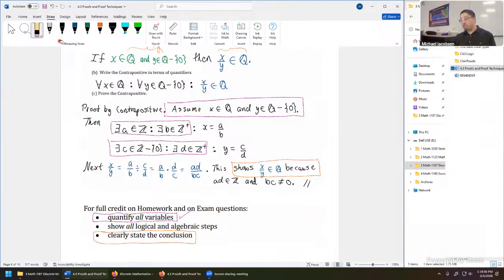So that's another view of the requirements for the homework, as well as when they're on exams. Any last questions or thoughts, folks, before we try out a whole different kind of proof?